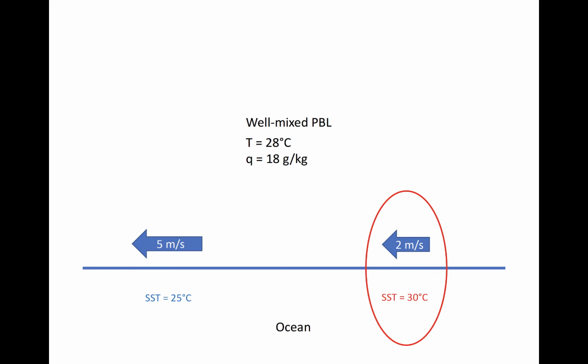The case with the warmer ocean has the larger flux of heat to the boundary layer, despite its lower wind speed. This is because the 30 degrees C ocean is warmer than the 28 degrees C boundary layer. In the case of the 25 degrees C ocean, the atmosphere would actually flux sensible heat to the ocean.